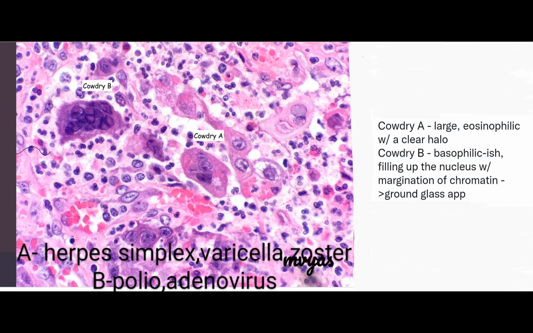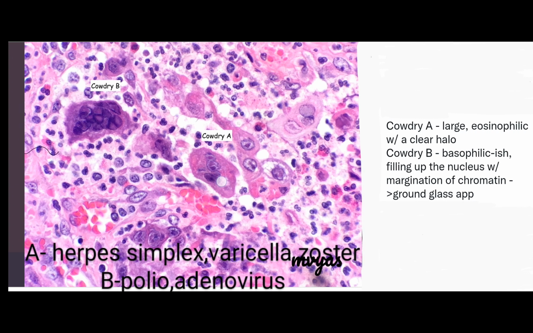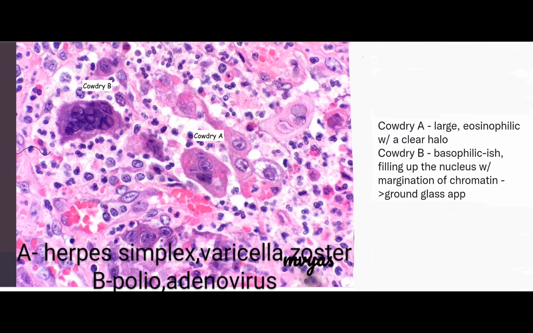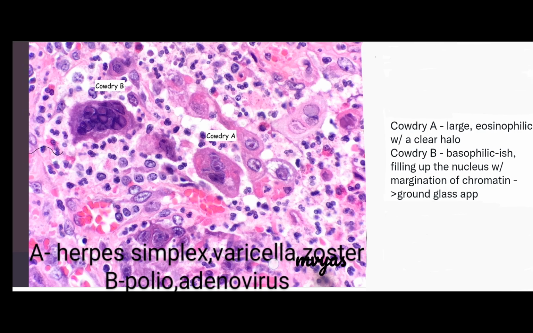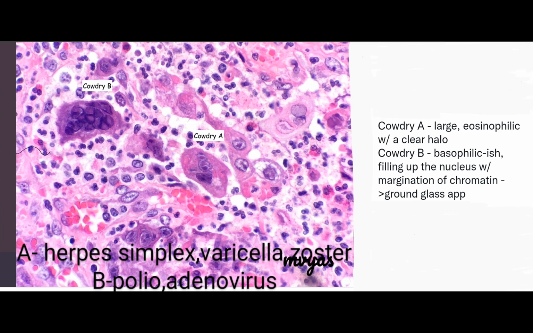Then next image is of Cowdry type A and type B bodies. Cowdry type A is large, eosinophilic with a clear halo. Type A bodies are found in herpes simplex, that is HSV1, type 1 herpes virus, and varicella zoster, which is also a type of herpes virus. So basically in herpes virus we will have Cowdry type A bodies, and in other viruses Cowdry type B, in the polio virus and in the adenovirus.